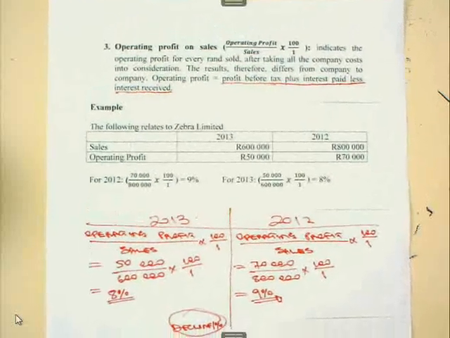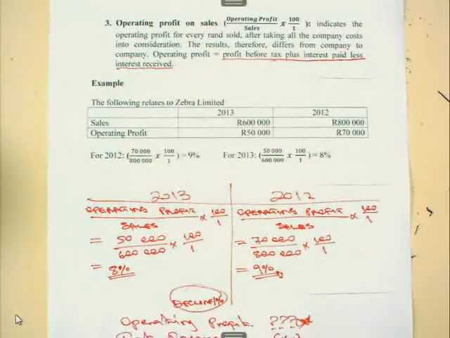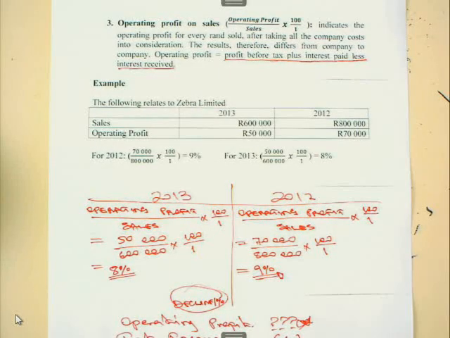Let me summarize this ratio by saying the operating profit on sales declined from 2012, it was 9%, to 8% in 2013. It means the operating profit that we got for every rand sold has declined by 1% from the previous year to the current year, after taking all the company costs into consideration.